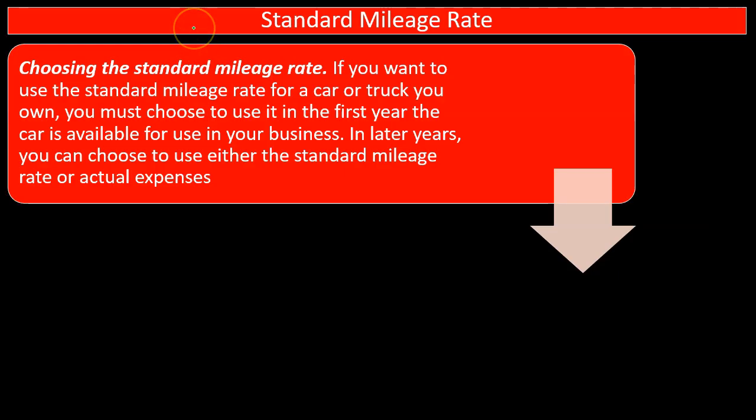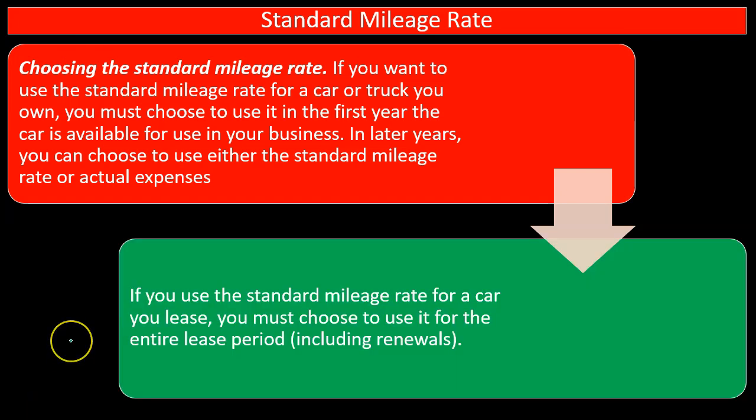So let's start with the standard mileage method. Choosing the standard mileage rate. If you want to use the standard mileage rate for a car or truck you own, you must choose to use it in the first year the car is available for use in your business. In later years, you can choose to use either the standard mileage rate or the actual expenses. If you use the standard mileage rate for a car you lease, you must choose it for the entire lease period, including the renewals. So they don't want you switching, particularly with the lease agreement.